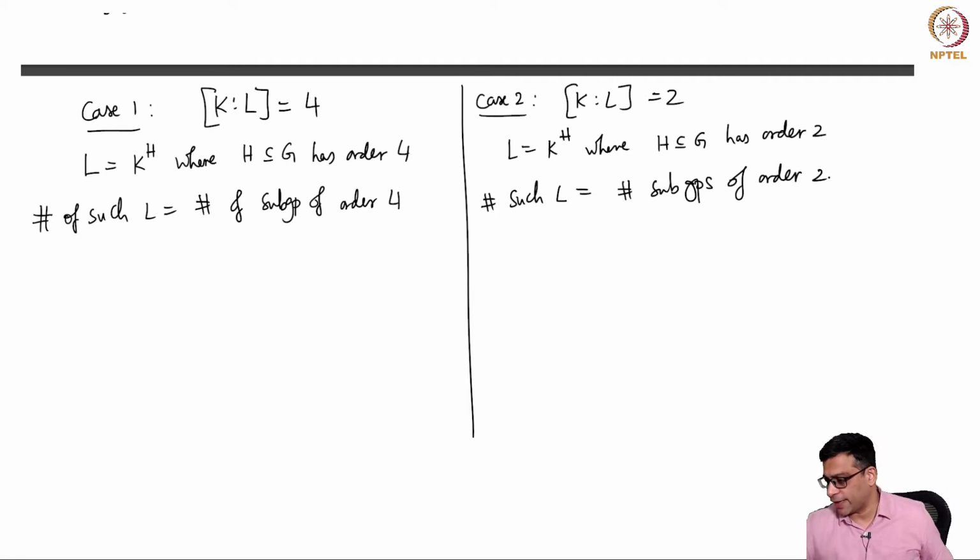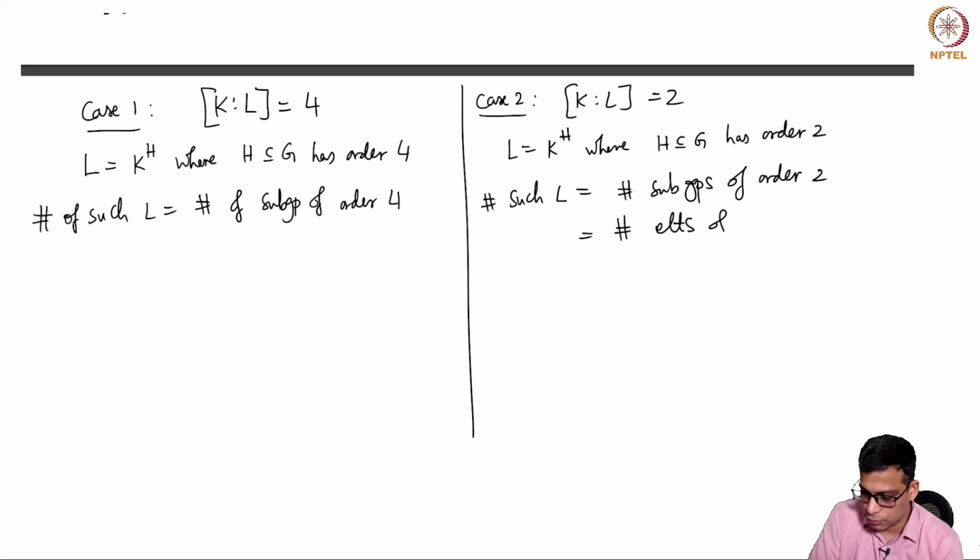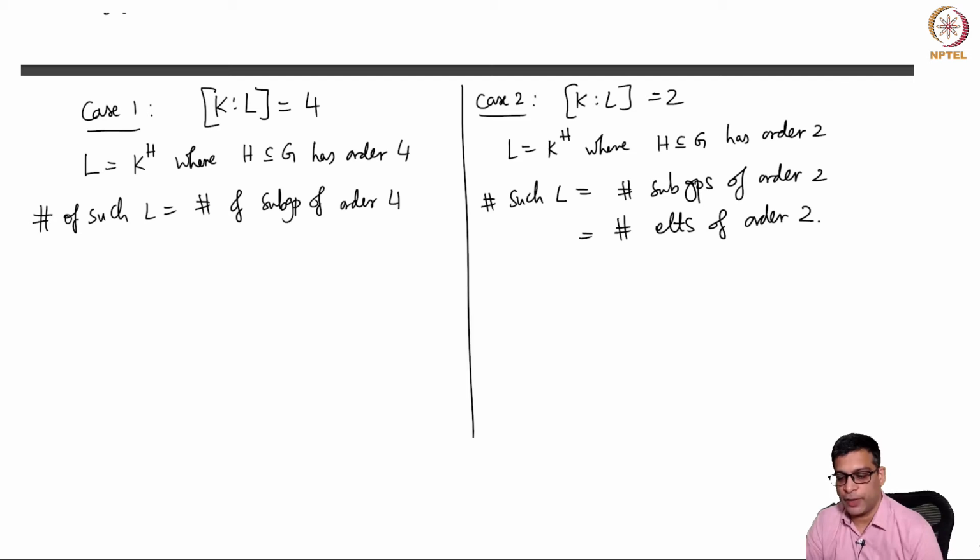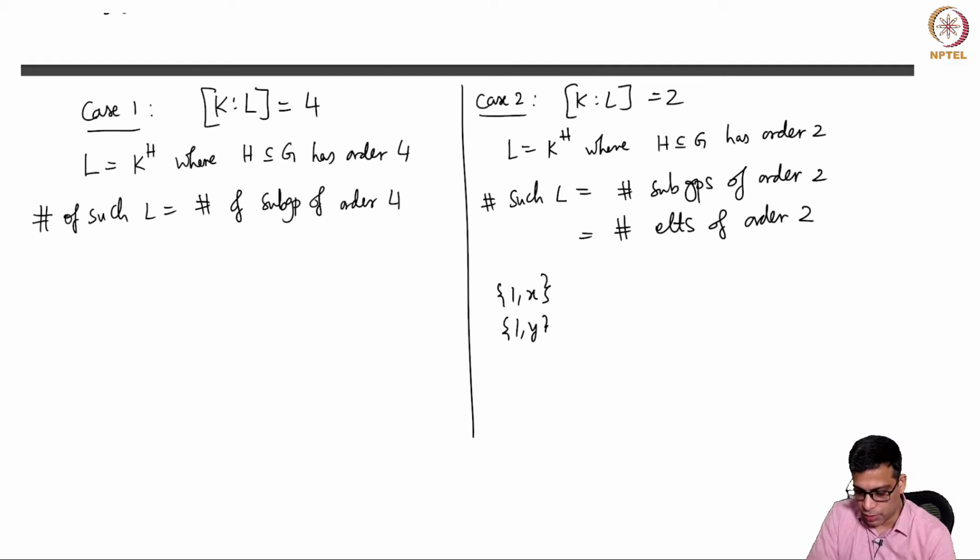So let's do this second case first, because this is in some sense easier. Here subgroups of order 2 will be generated by an element of order 2. So this is really elements of order 2. So the number of elements of order 2, each element will give a unique subgroup, right? Because if you have an order 2 subgroup generated by X and one generated by Y, and these are different, it means X is not equal to Y. So the only way they can differ is by that element.